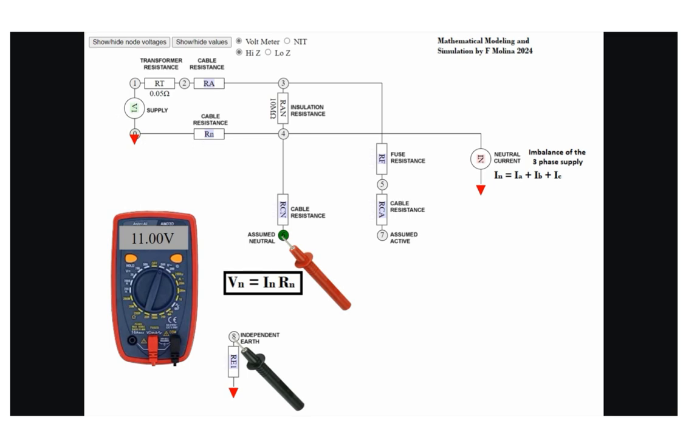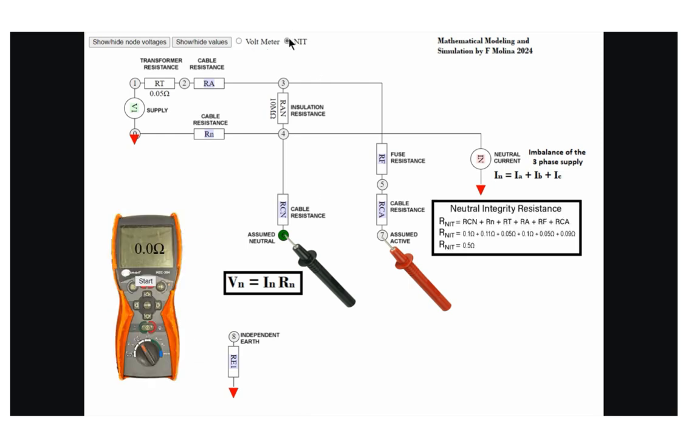In this scenario, with a measured neutral voltage of 11 volts, further testing is required as per WPS 005. 1. Conduct a neutral integrity test. Use a neutral integrity meter to measure the resistance between the active and neutral lines. This resistance includes the entire path from active to neutral back to the transformer, not just the neutral resistance alone. It's the sum of RCN, RN, RT, RA, RF, and RCA, totaling 0.5 ohms.